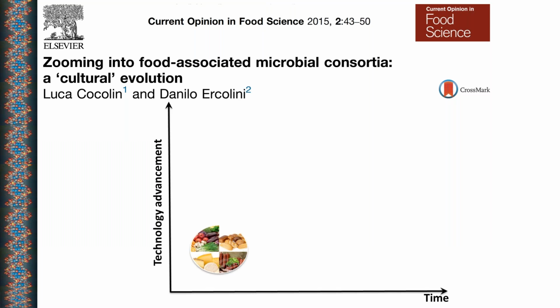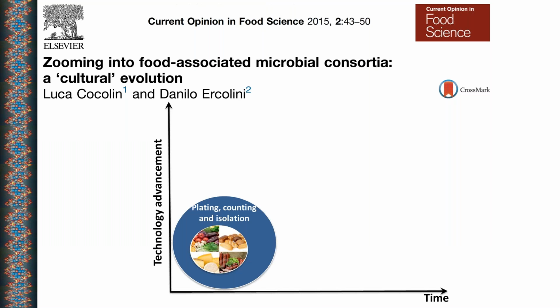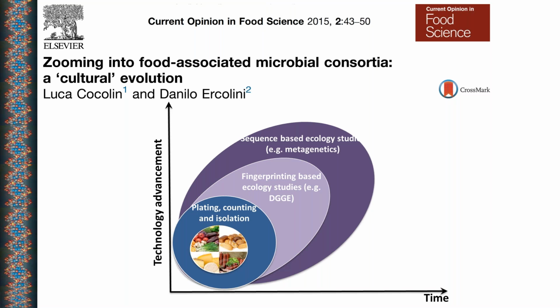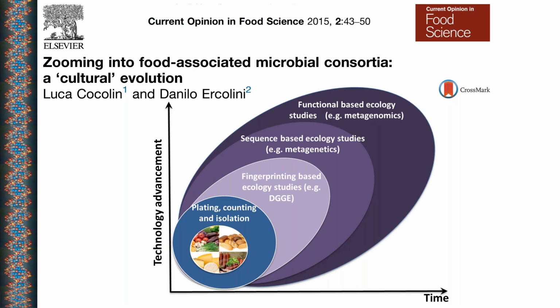And so if we simply take into consideration the technology advancements throughout time, as you can see, we started with the traditional methods based on plating, counting, and isolation. When culture-independent methods started to be applied, we were able to fingerprint the microorganisms' presence in complex ecosystems like foods, for instance, with fingerprinting-based ecology methods like DGGE. And then, when the technology advanced, we switched to sequence-based ecology studies like metagenetics or metataxonomics. This is a term that I'm going to use later. And at last, what we have experienced recently is the actual use of functional-based ecology studies like metagenomics or metatranscriptomics, where we can understand what microorganisms actually can do within an ecosystem.